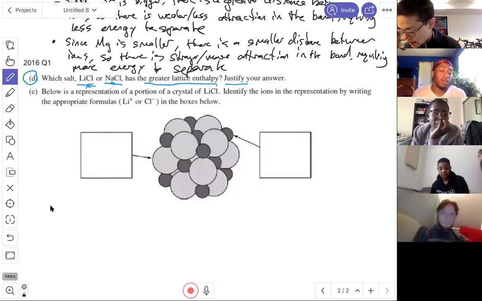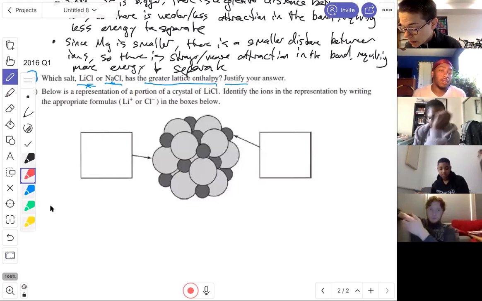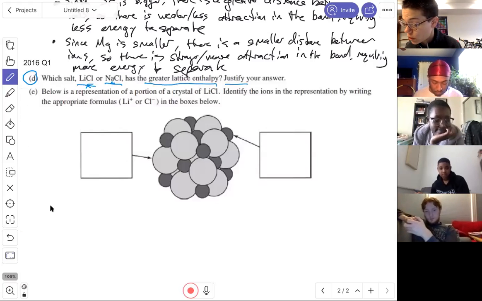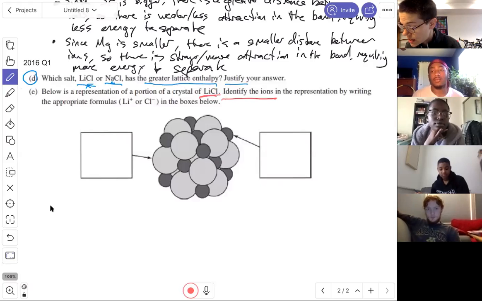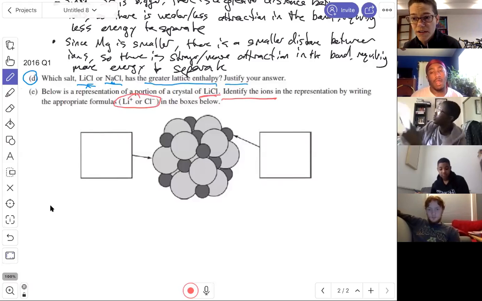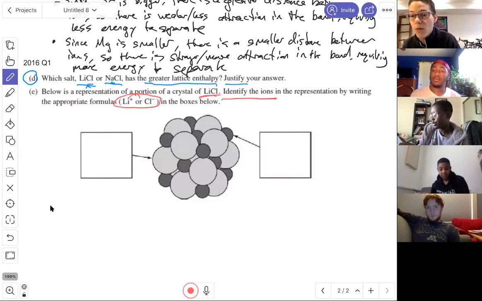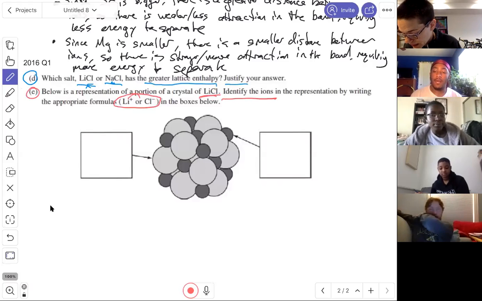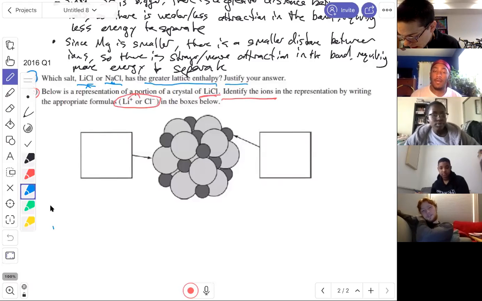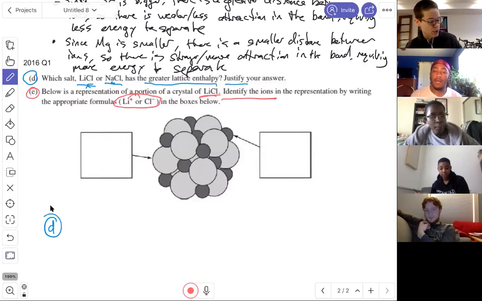And then the second question is, below is a representation of a portion of a crystal of LiCl. Identify the ions in the representation by writing the appropriate formulas in the boxes. Now, do note that they told you what it is they want in the box, so make sure you write the thing that they want in the box. So don't just write Li or Cl. You have to write it with the ion charge. They did provide the ion charge. So we can answer D down here, and E is simply putting those in.